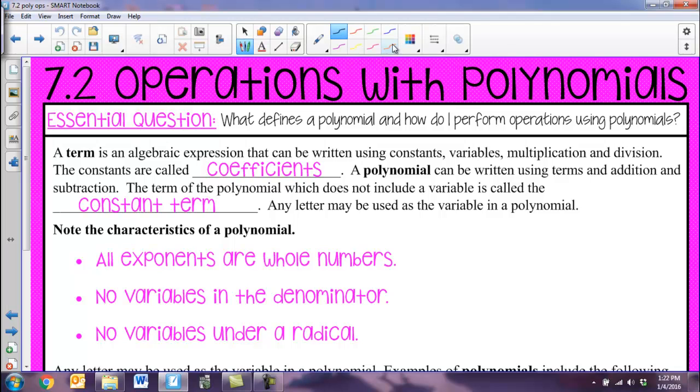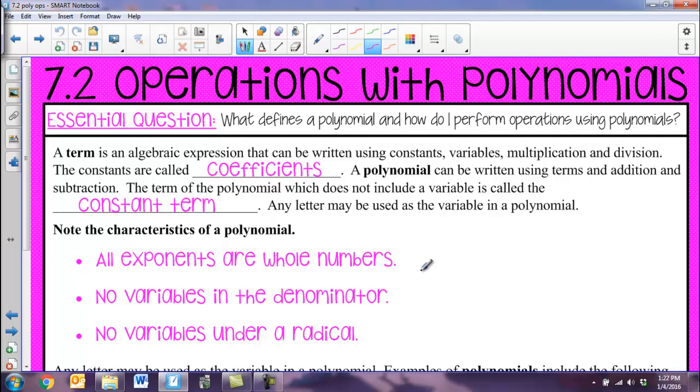So we've talked about this before. This isn't anything brand new, but there are a couple of things that make a polynomial. And the first one is that all exponents have to be whole numbers. So you can't have anything that has a variable in the exponent and still call it a polynomial, or you can't have a fraction. Okay? The next thing is that no variables can be in a denominator. That's considered a rational expression. It is not a polynomial.